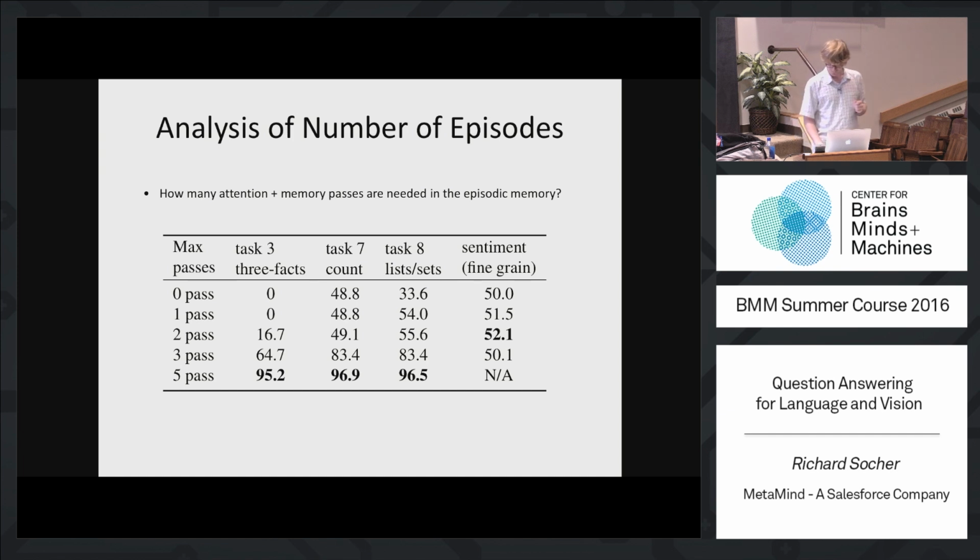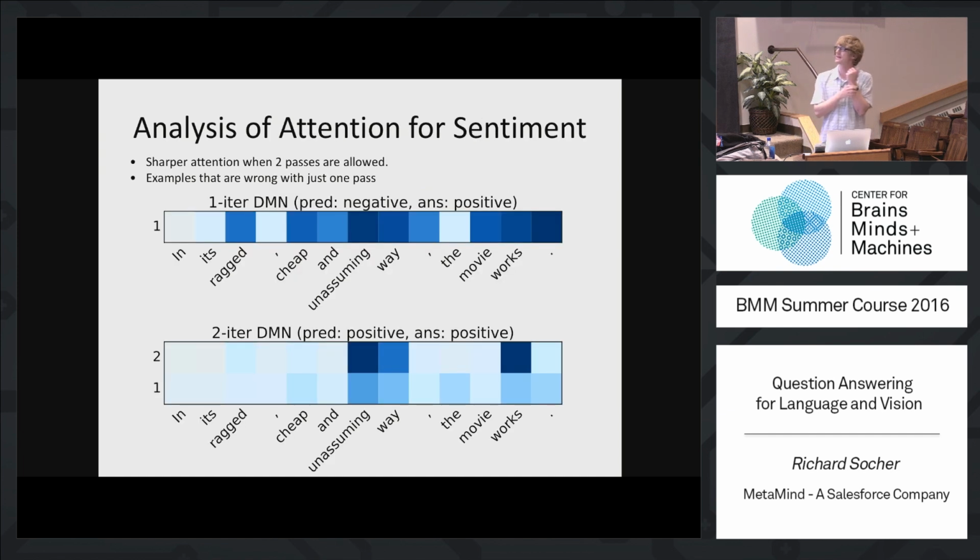So for sentiment, we did also already for this logical reasoning, but for sentiment, it's kind of interesting to look at the attention of the model as it goes over the inputs. Here you see the darker the spot is, the more attention it pays to that word. Here we picked just a couple of examples that are wrong with just a single pass over the input of the DMN, and only gotten right when you had 2 passes over the input.